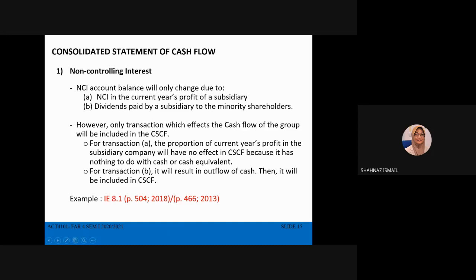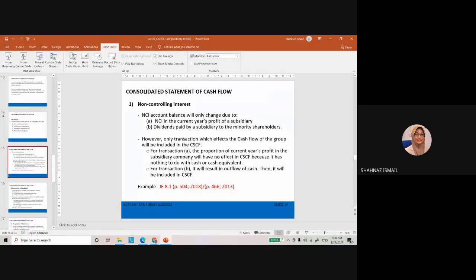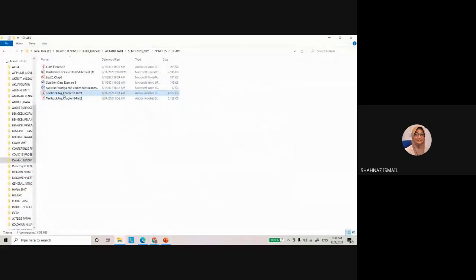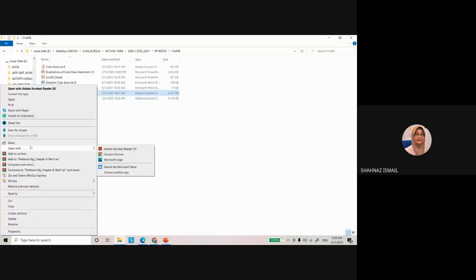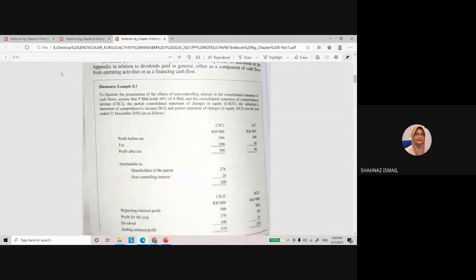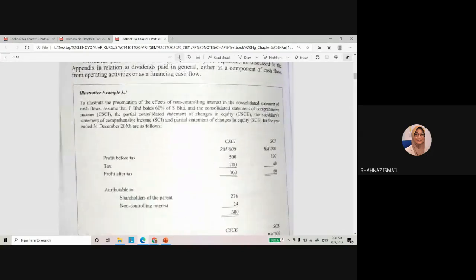So to understand that, let's look at example 8.1. Let me search for the book. Alright, this is illustration 8.1.